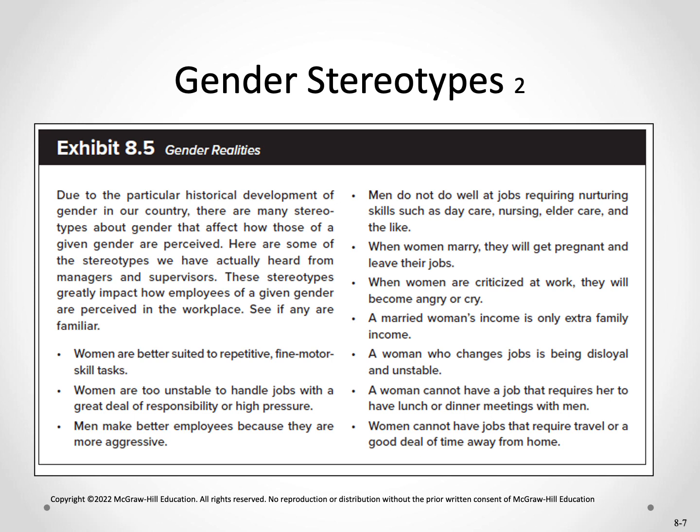A married woman's income is only extra family income. It's what they used to euphemistically call pin money. Oh, it's just extra money I would have on the side, for my own fun activities or things like that. The reality is that a married woman's income is equally as important as their partner's income, and that many times families depend on the woman's income over the man's income.